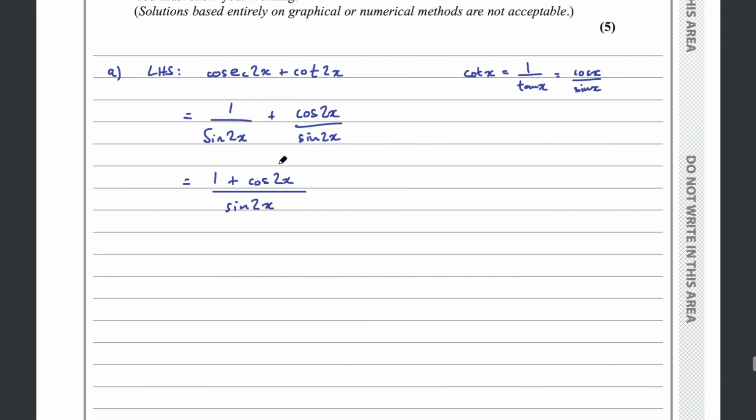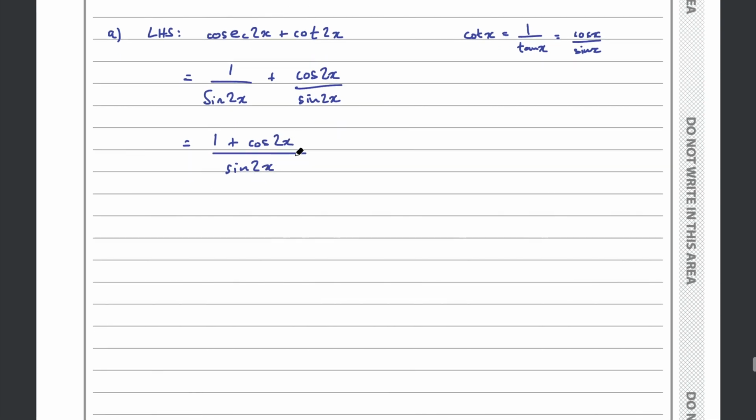To get rid of these 2x terms, I want to use the double angle formulas. The double angle formula for the cosine of 2x is 2 cosine squared x take 1, and that's in your formula booklet. The double angle formula for the sine of 2x is 2 sine x cosine x. Let's keep simplifying this. 1 take 1 would cancel out, so we're just left with 2 cosine squared x. One of those cosine x's could cancel with the one on the bottom line.